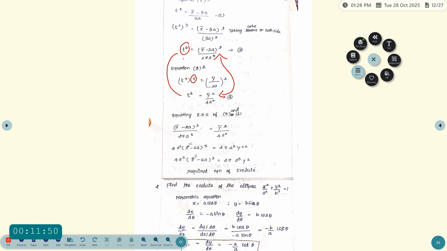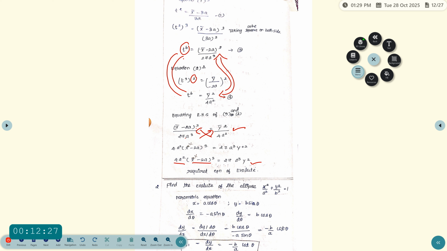If the left hand sides are equal to each other, we can equate the right hand sides of the two equations. Then x bar minus 2a the whole cube by 27a cube equal to y square by 4a square. And if you are cross multiplying, we are getting 4a square into (x bar minus 2a) the whole cube equal to 27a cube y bar square. In the final step, we can remove x bar and y bar and simply write it as 4a square (x minus 2a) the whole cube equal to 27a cube y square.